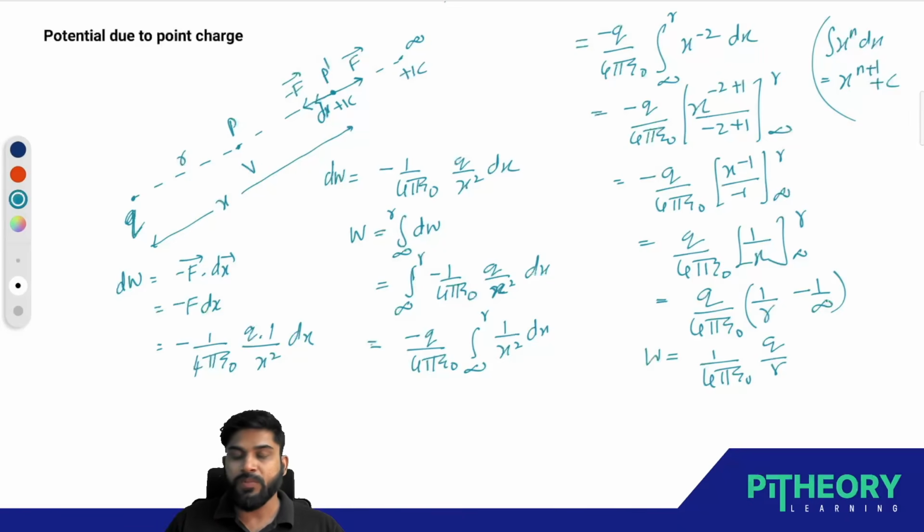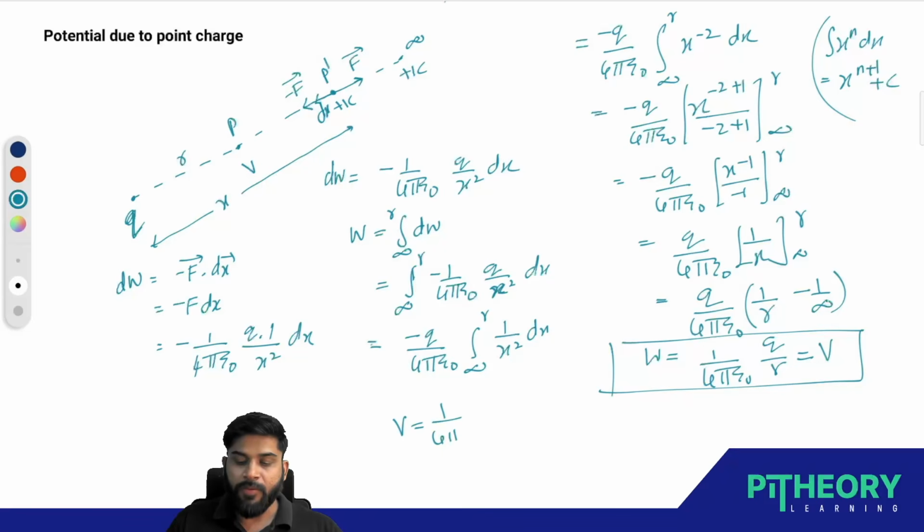And this work is what we call the potential at that point, because what we have found is the work done in moving a unit positive charge from infinity to that point P, and that is nothing but the potential at the point P. So we can write this is equal to the potential. So the potential due to a point charge at a distance r from it is equal to 1 by 4 pi epsilon 0 q by r.